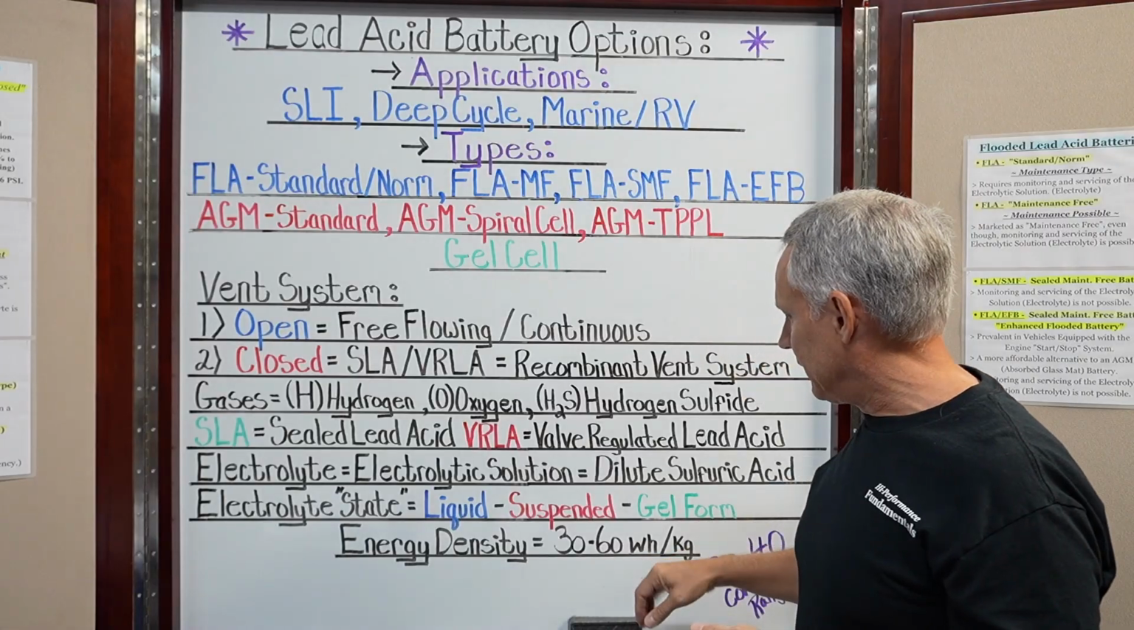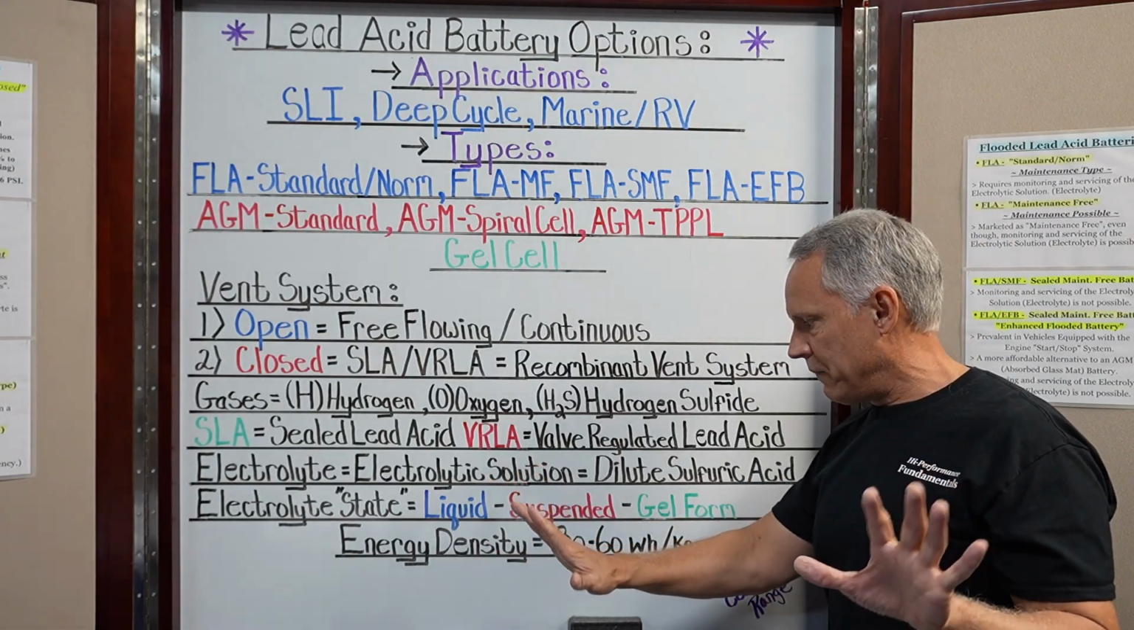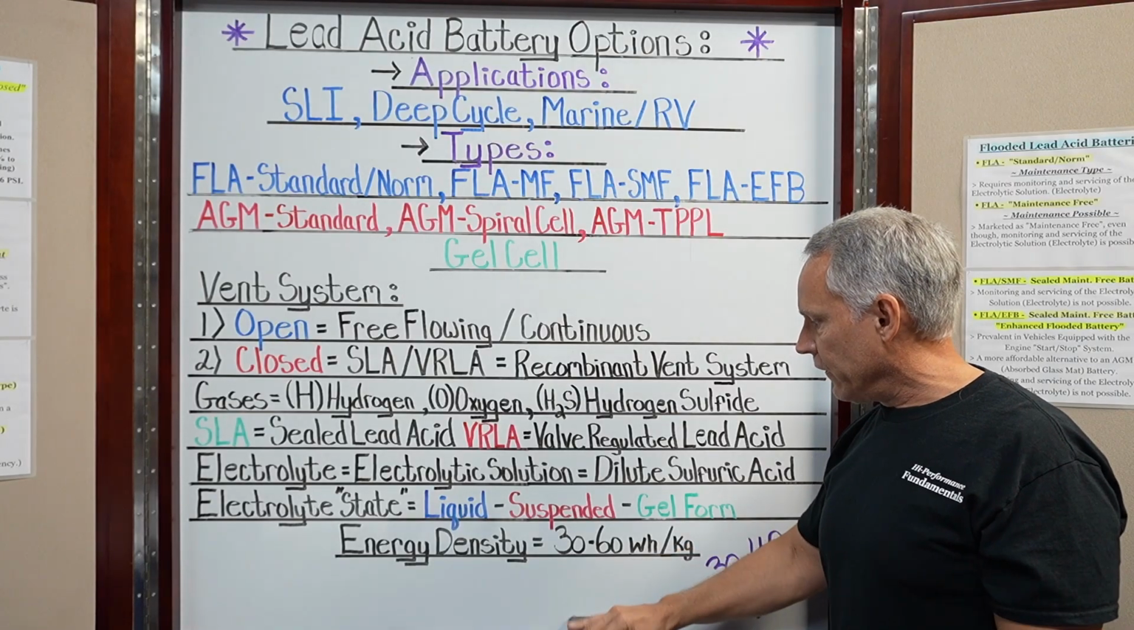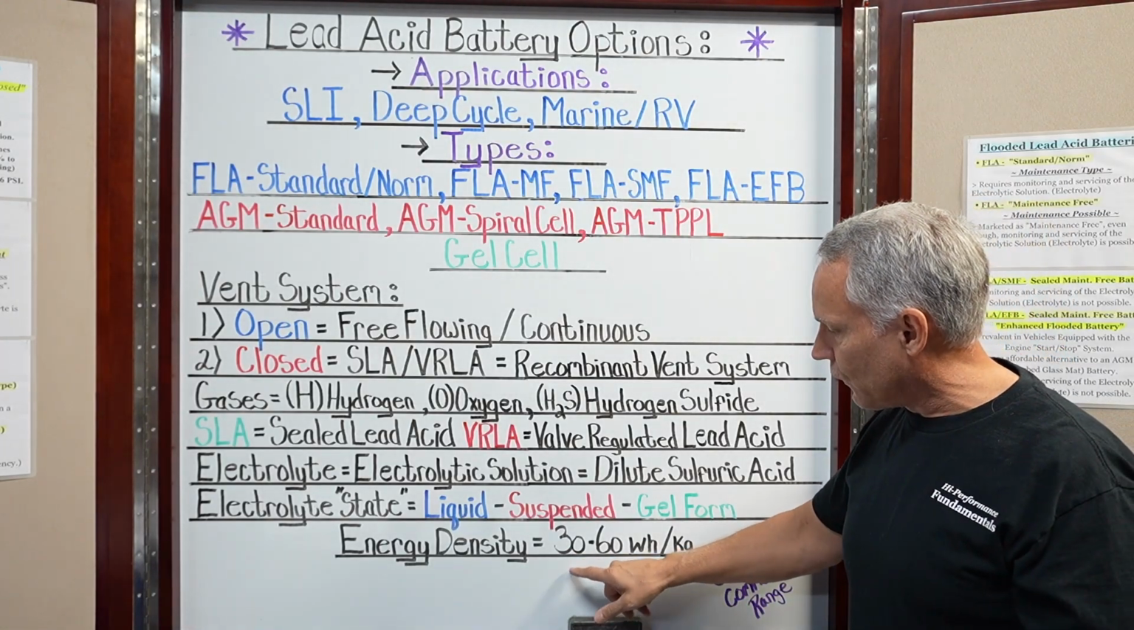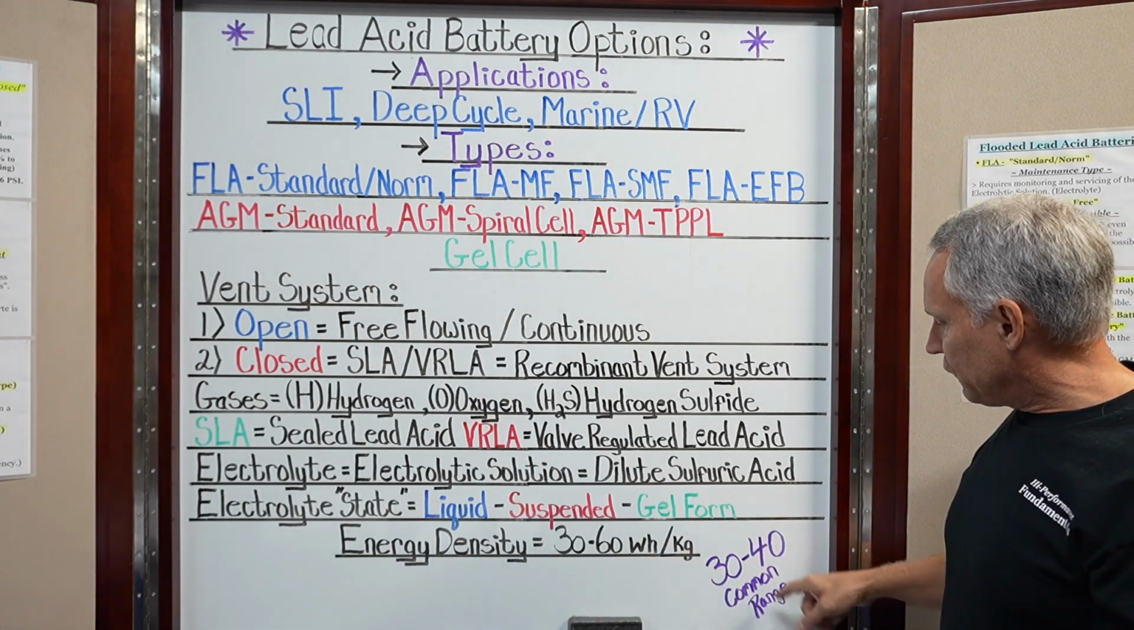This number, like 30 to 60. This is, like I said, lead acid battery related, not lithium battery based at all. Lead acid battery, 30 to 60. I've seen as low as 30. I've seen as high as 60 advertised. Common range is 30 to 40.